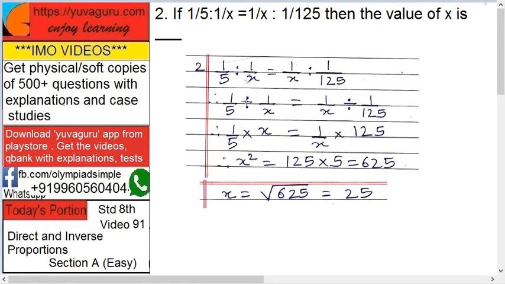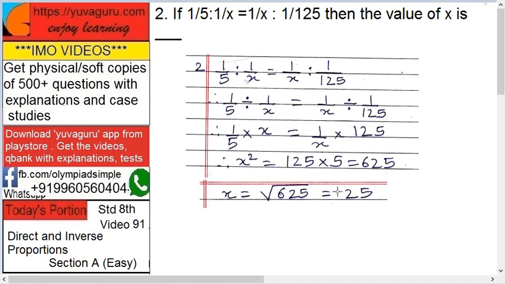Now this divide should be converted to multiply. So this right hand side figure will get reversed. So 1 upon 5 into x equals to 1 upon x into 1 upon 125. Okay. Then cross multiply. X on this side, 5 on this side. So x square equals to 125 into 5, right? That is 625. X square equals to 625. Therefore x equals to square root of 625. That is 25. So that will be the answer.